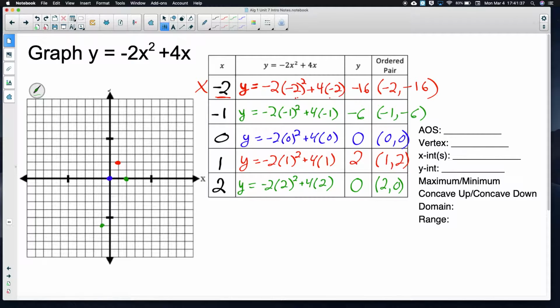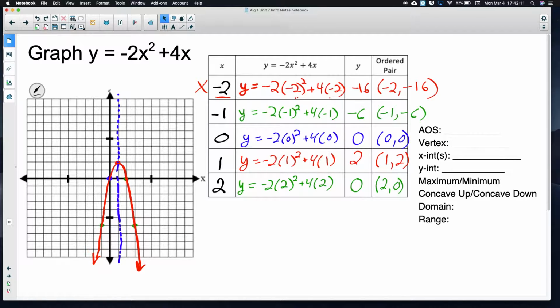So I see that I have symmetry happening. And because I have symmetry, that means that this is going to be my axis of symmetry right here. I have symmetry, so I have another point over here to match this, which I already found. And then that's 5 points, so I can then connect the dots. I have that parabola. It's opening downward this time.